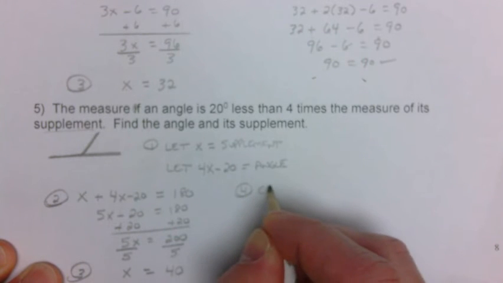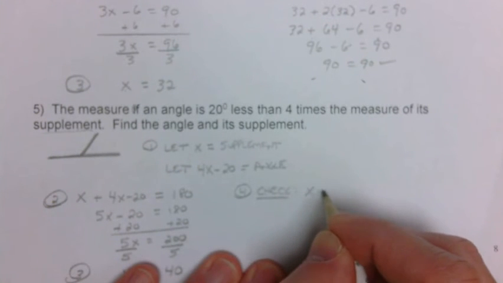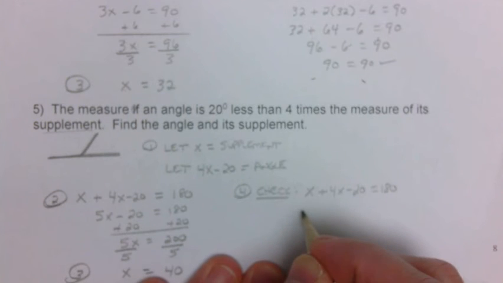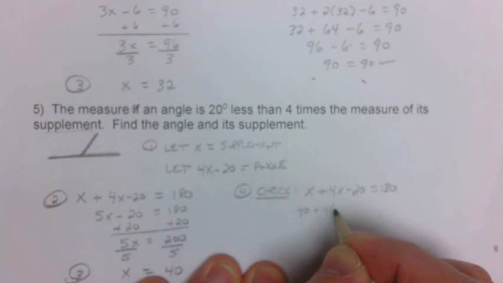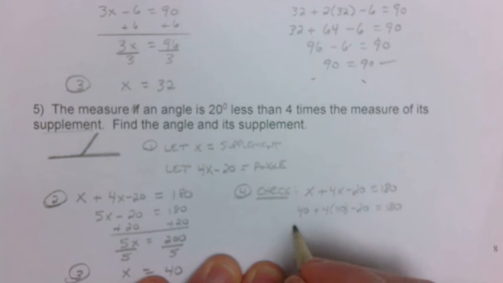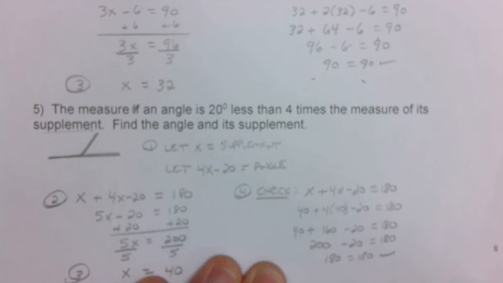Step number 4, let's do a check. The original equation said x plus 4x minus 20 equals 180. X is 40, so we'll have 40 plus 4 times 40 minus 20 equals 180. In order of operations, we'll multiply first. 4 times 40 is 160. 40 plus 160 is 200. And finally, 200 minus 20 is 180, so the check works out.